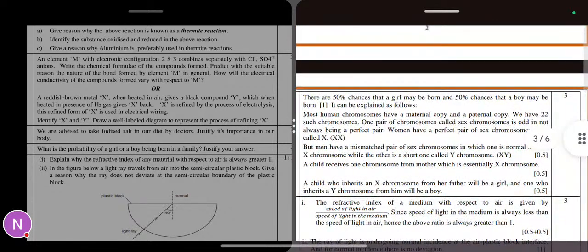30th question here they have asked, what is the probability of a girl or a boy being born in a family? Justify your answer. There are 50% chances that a girl may be born and 50% chances a boy may be born. It can be explained as follows.